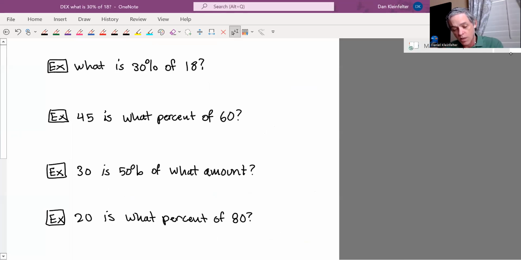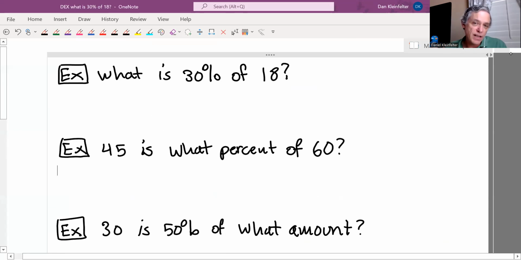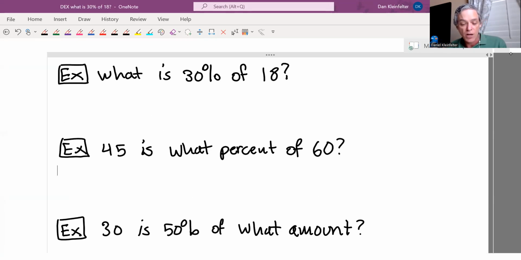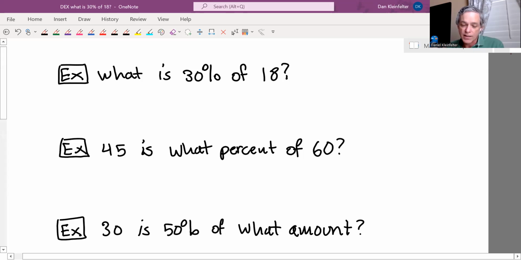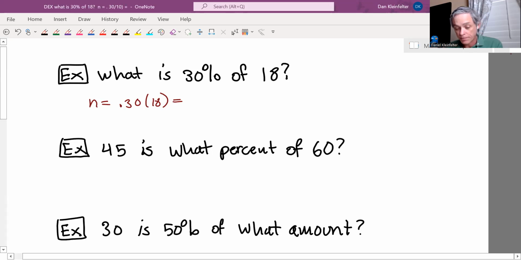Okay, here's a couple more just to make sure we're sure. Okay, once again, pause the video, try these, and then restart the video, see how you did. So we're going to have what is 30% of 18. Okay, so here we have 3 times 18 is 54. So that will be 5.4.